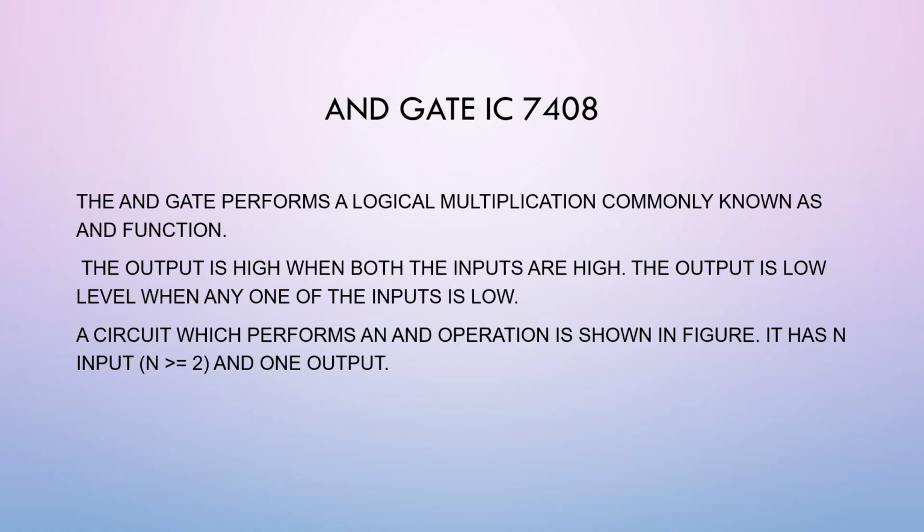AND gate. The AND gate has the IC number 7408. The AND gate performs a logical multiplication commonly known as AND function. The output is high when both the inputs are high. The output is low when any one of the input is low. A circuit which performs an AND operation is shown in the figure. It has n inputs and one output.